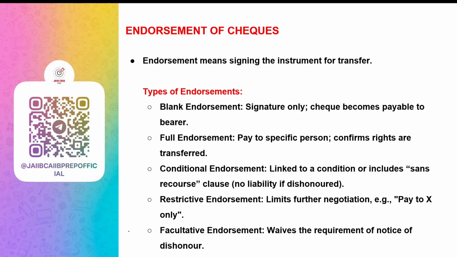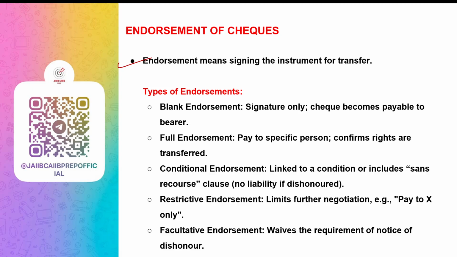Endorsements of check. So endorsement means signing a check or any negotiable instrument by the person who has it, the maker or the holder, for the purpose of transferring it to someone else. This signature is usually made on the back of the check or sometimes on a separate slip of paper attached to it, which is called allonge. So endorsement is signing the instrument for transfer.